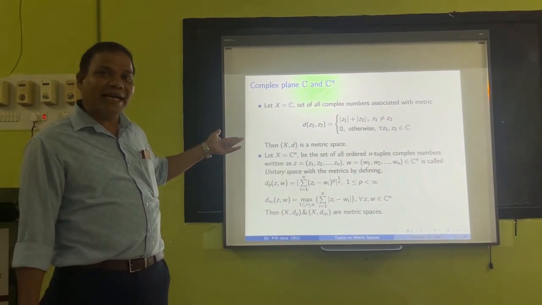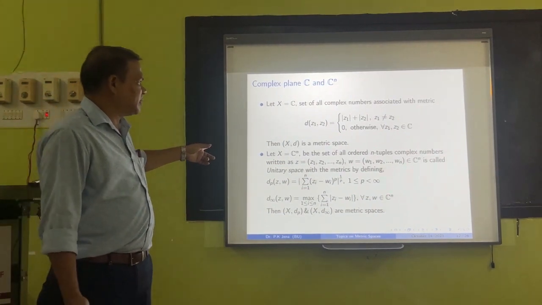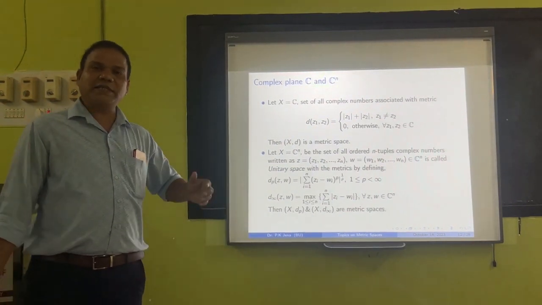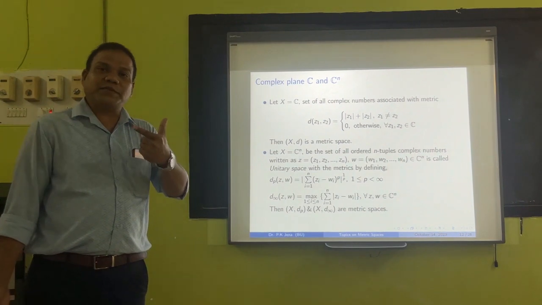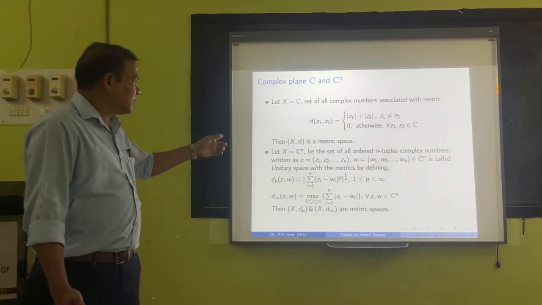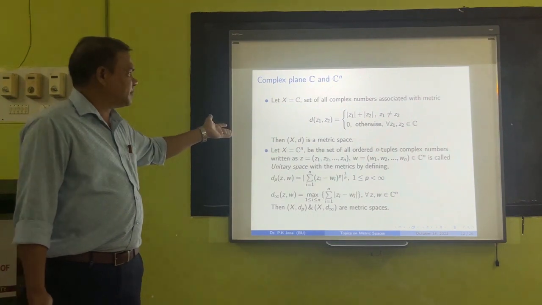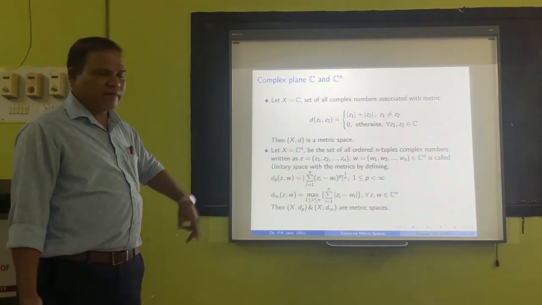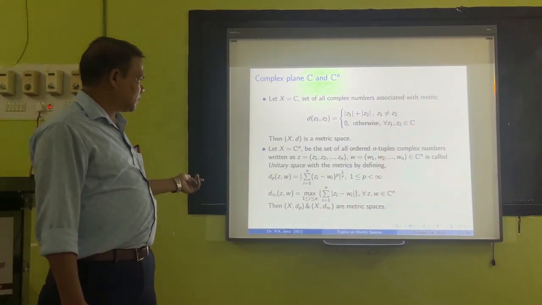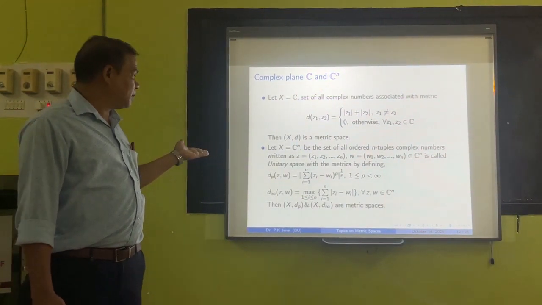Similarly, if we extend the idea to Cn, quite interesting, we call Cn the unitary space. Cn means C cross C cross C, n copies of C. The elements of Cn are n-tuple vectors of C, so we consider z1, z2, up to zn, where each entry is an element of C. Similarly, w will be another element, w1, w2, up to wn. These are elements of Cn. The question is, what is the distance between z and w? You can define the Dp metric.